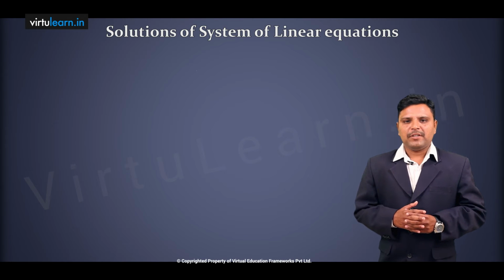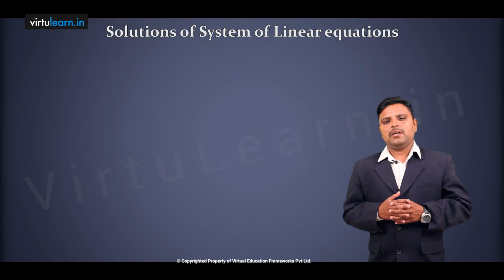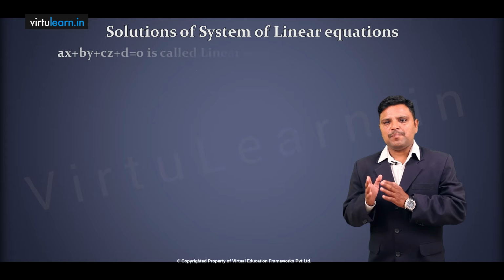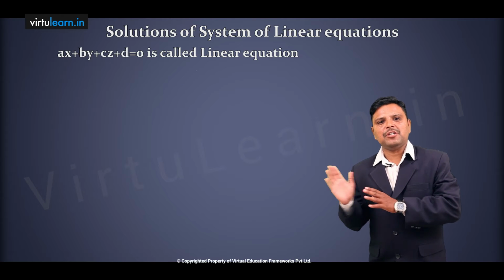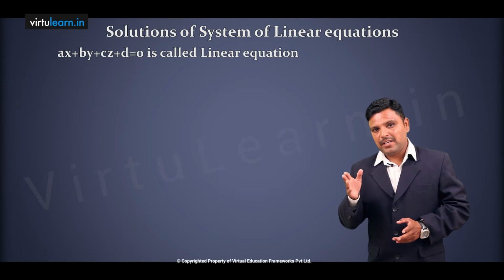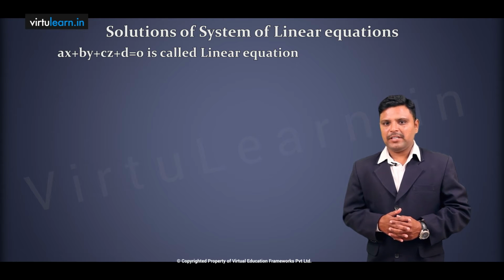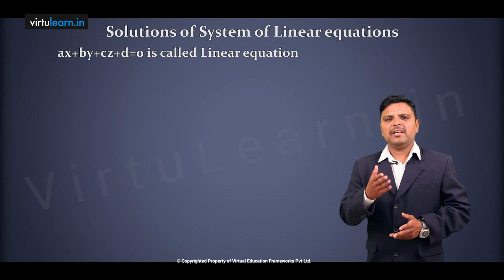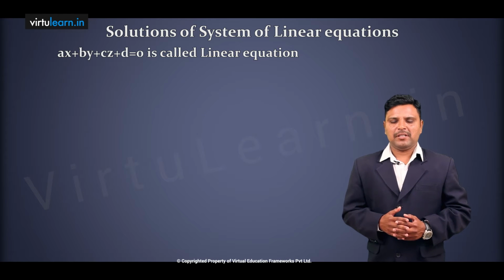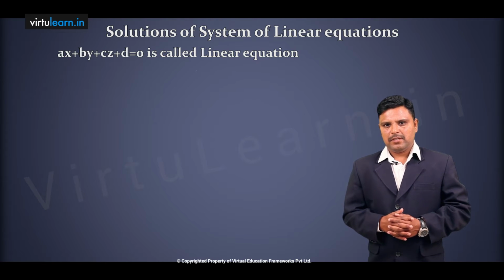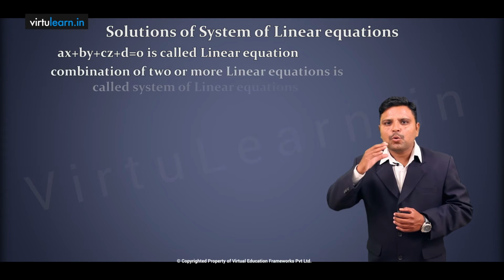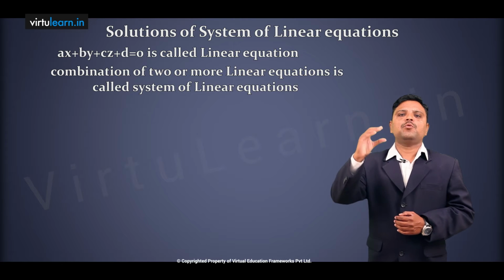Now, solutions of system of linear equations means, first of all, I will tell you the linear equation definition. ax + by + cz + d = 0. This is called a linear equation in x, y, z, where a, b, c and d are coefficients, just real numbers.